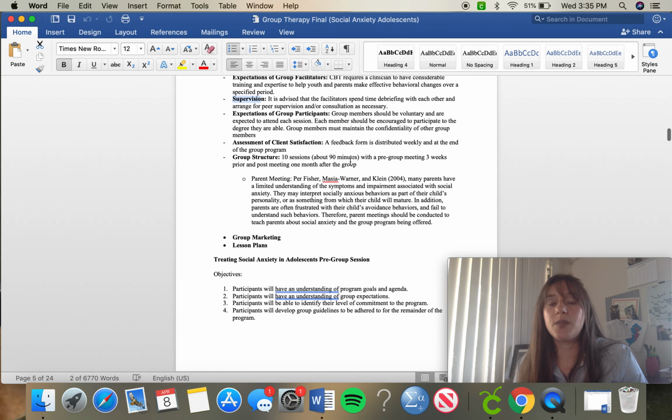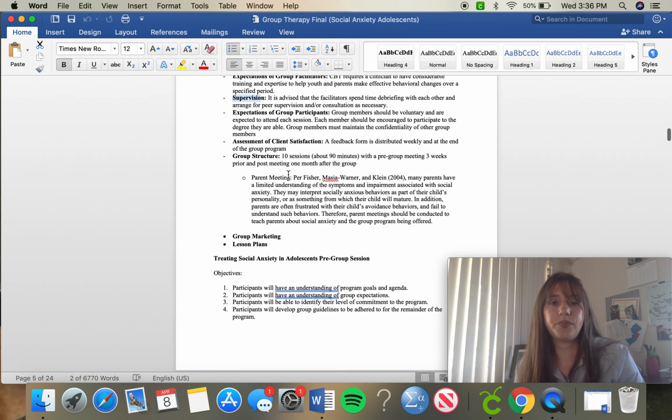Expectation of group participants: group members should be voluntary, and they want to be there for each session. They're encouraged to participate to whatever extent they're able, and they're going to maintain the confidentiality of all the group members, like we've discussed in class. Assessment of client satisfaction: a feedback form needs to be distributed weekly and at the end of the group program to help with the co-facilitator debriefing and those conversations that you might have with your other facilitator or supervisor.